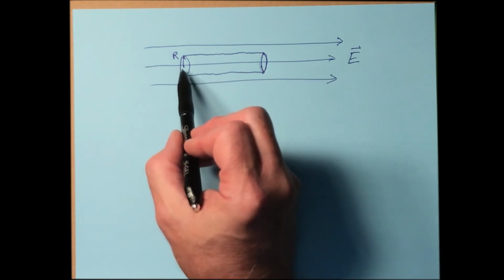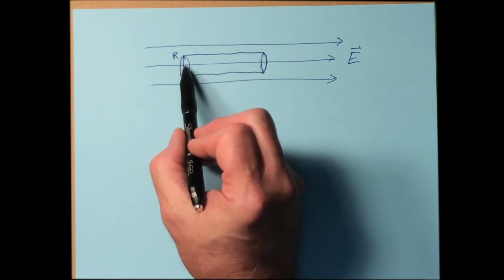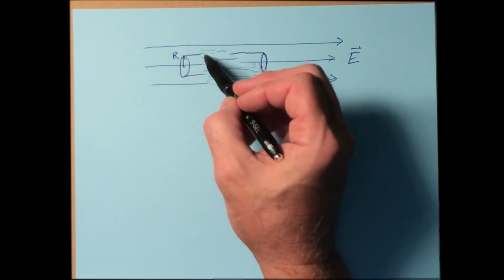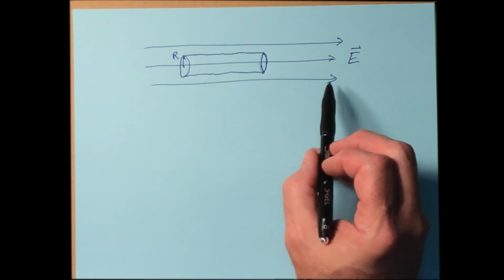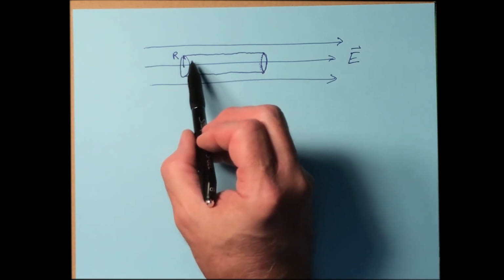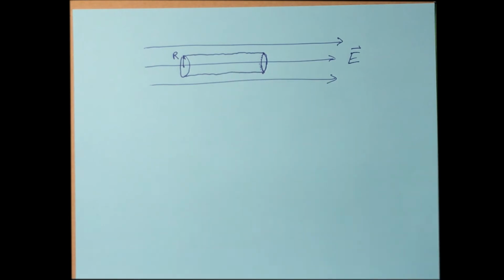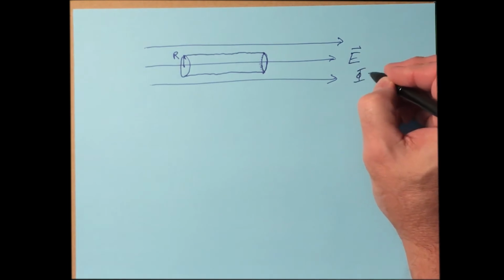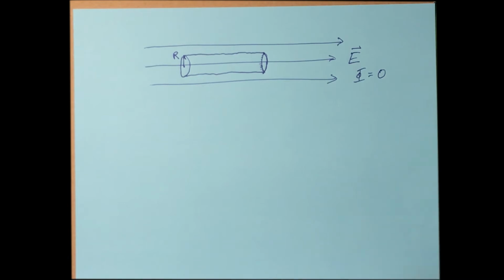Now you notice it's really what's happening here at the ends that matters, because the electric flux is going in on this end and coming out on that end, and what's happening here on the sides doesn't really matter. Because of this nice uniform electric field, there's no flux coming out the sides in any direction. So if that's the case, then we should have flux equal 0. That's what you're anticipating. Let's use the flux equation and see if that's the case.